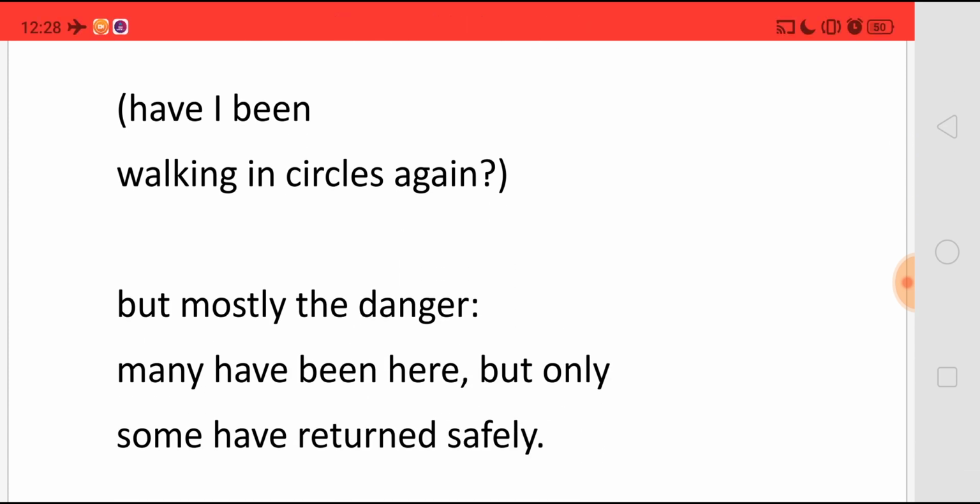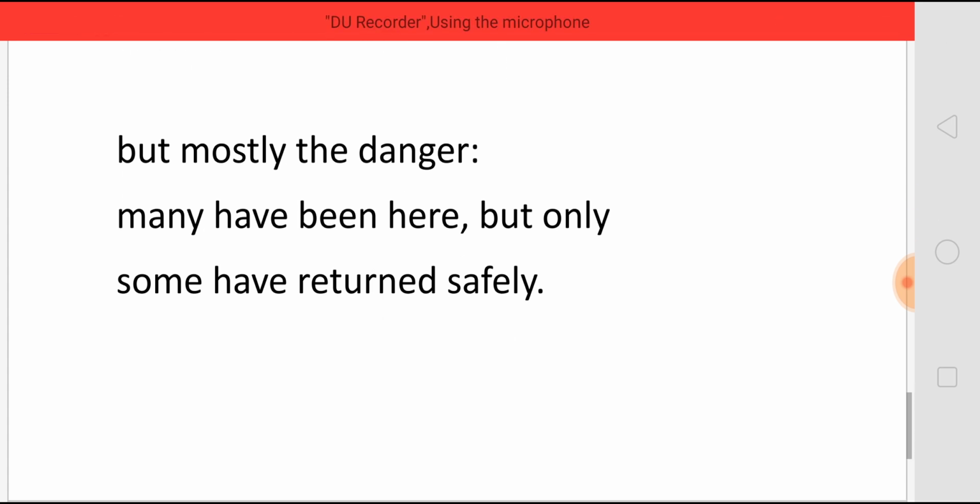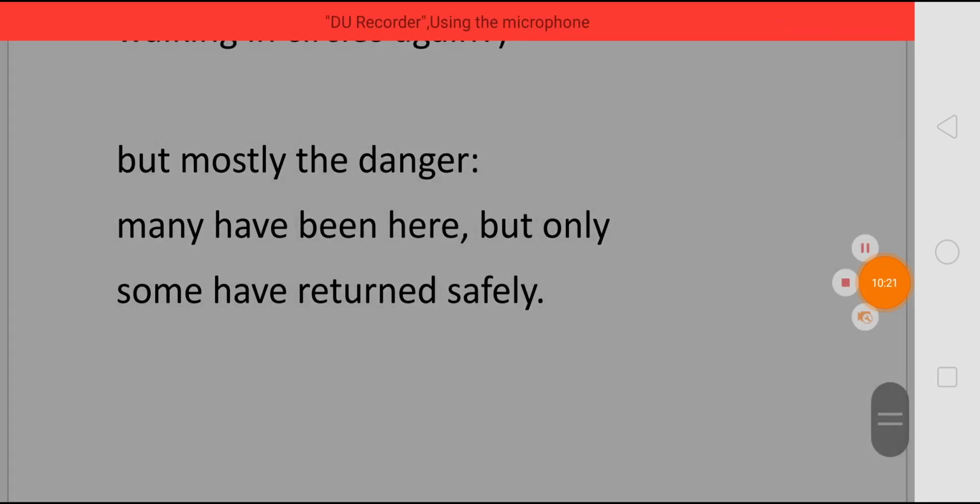Now she's asking a question. Am I walking in circles? Now I entered into my mind path. I'm doubtful whether I'm walking around and around and around. But mostly the danger may have been here, but only some have returned safely. And she says many of us would have tried to travel in our mind, but only a few would have returned back safely. It's very difficult once you enter into your mind route to come back. And those who have tried, only a few would have come back safely.